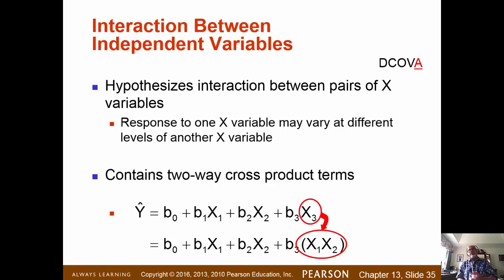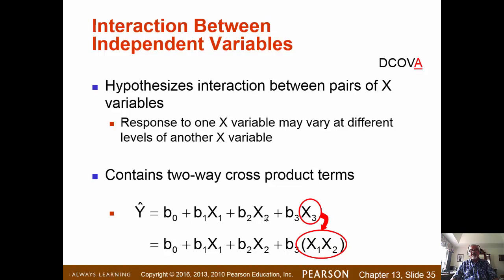The last topic in this chapter is considering interaction between independent variables. If you have more than one independent variable, you can possibly consider how two variables interact to produce an effect on the dependent variable y. So here we have two variables x sub 1 and x sub 2.